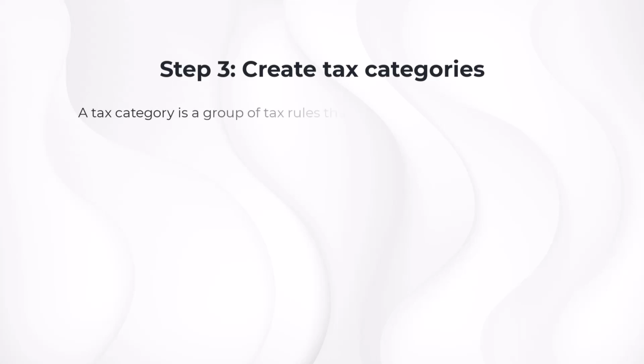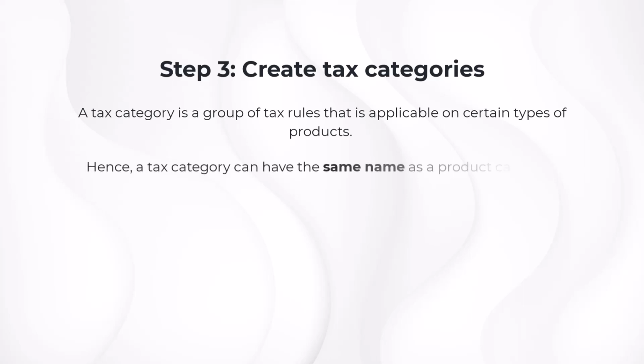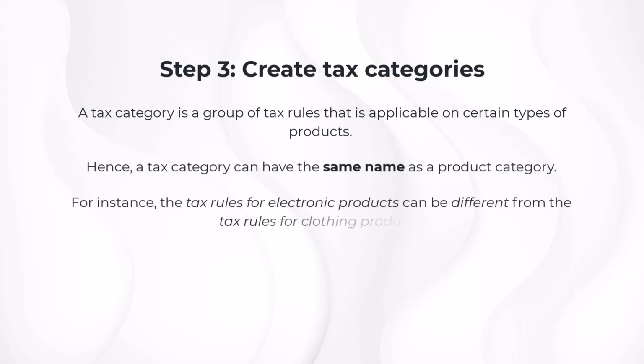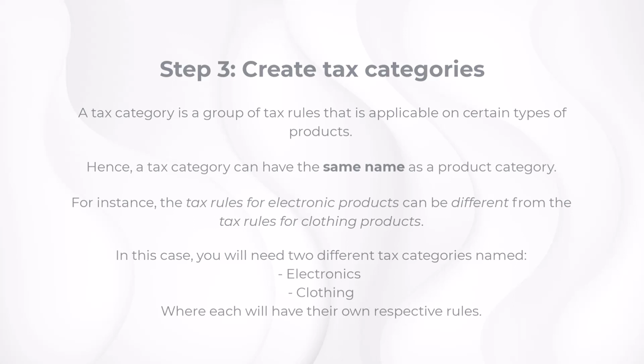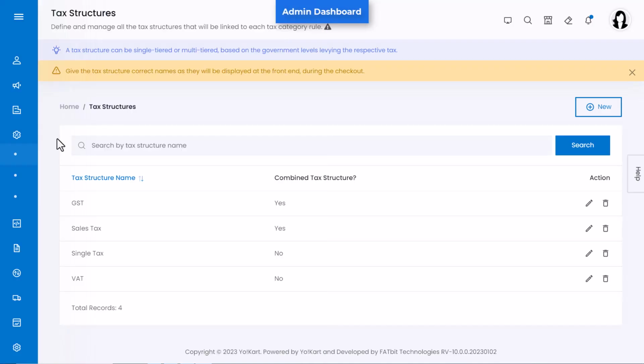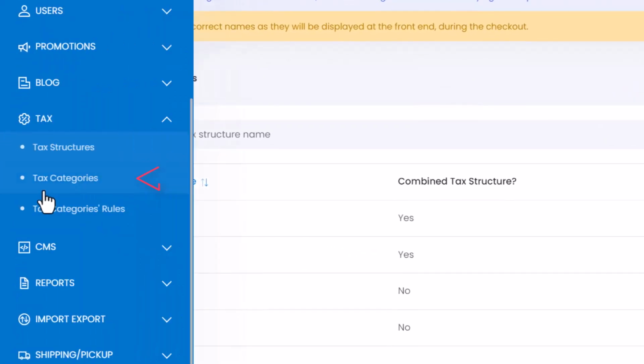A tax category is a group of tax rules that is applicable on certain types of products. Hence, tax category names may look like product category names. For instance, the tax rules that apply on electronic products can be different than those applicable for clothing products. So, you can create a tax category named electronics, and another tax category named clothing, where each will have their own respective rules. To go to the tax categories page, hover over the navigation bar and click Tax Categories.